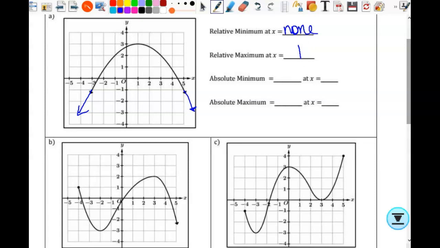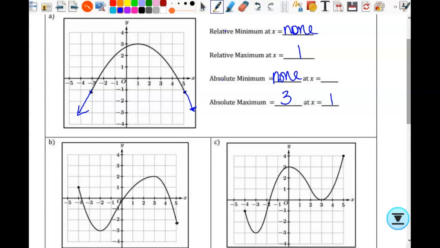So what do you think about absolute minimum? None, because remember, you have to be a relative before you can be an absolute, and we don't have any, so we can't possibly have any of these. And then absolute maximum value is what? 3 at x equals 1. So you can be a relative and an absolute, but not all relatives are absolute, right? Because you only have one of those.